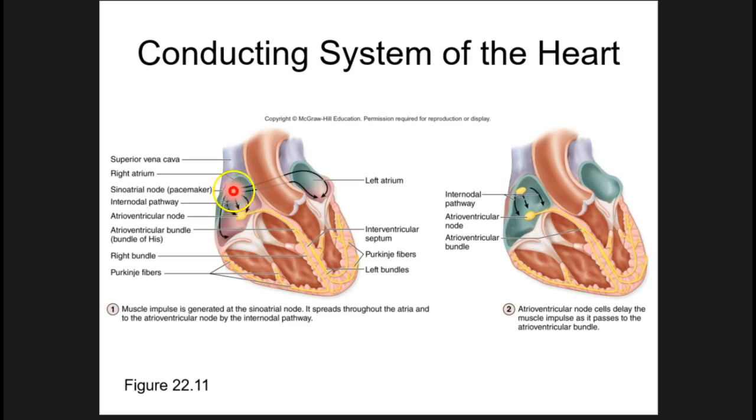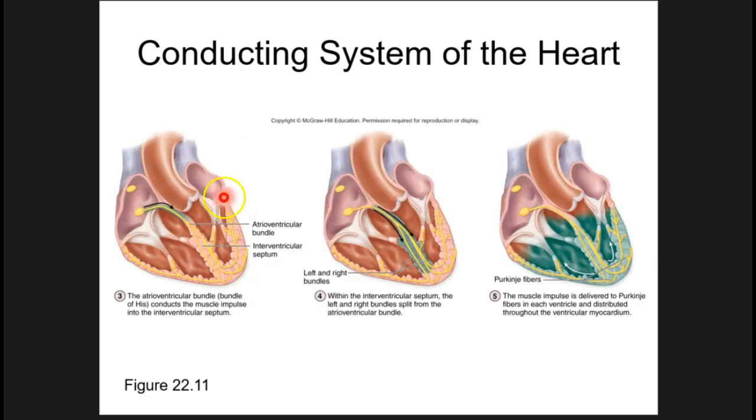So that's what this looks like. SA node depolarizes the atria. Internodal pathway takes it to the AV node, which delays it for just a bit so that it can send it to the ventricles but not have them contract at the same time. That AV node propagates down the bundle of His, the AV bundle, branches into left and right bundle branches. At the apex, they become Purkinje fibers. And that whole structure is going to cause depolarization of the ventricles, which causes contraction of the ventricles.